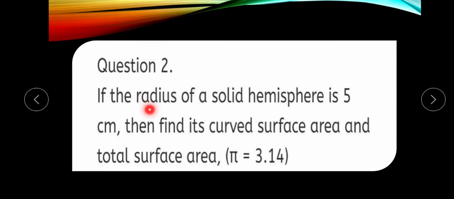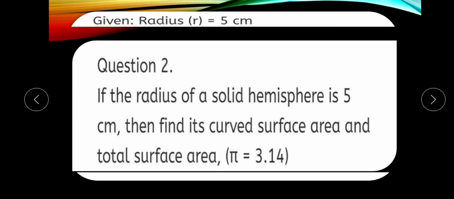Question 2. If the radius of a solid hemisphere is 5 cm, then find its curved surface area and total surface area. So here, the information is given about a solid hemisphere. Kindly focus on the formula. Curved surface area of a solid hemisphere is 2 pi r square and total surface area of a solid hemisphere is 3 pi r square. Using these two formulas, we will solve the sum.